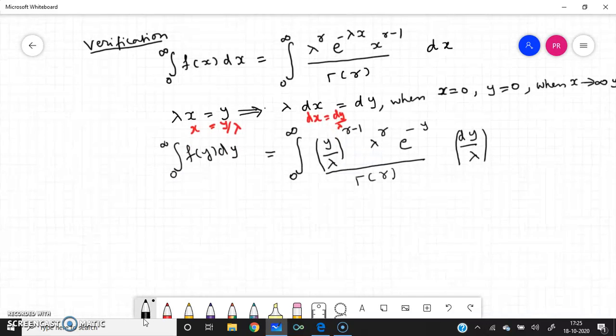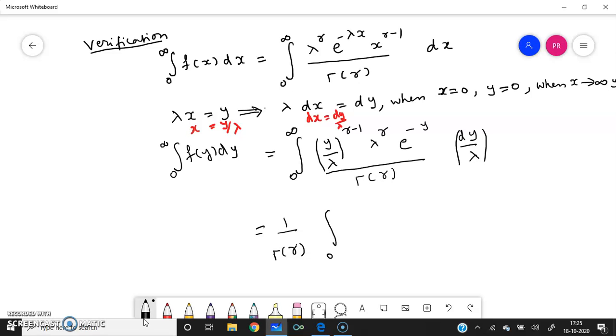Now, very simple. So 1 by gamma of r is independent of this variable, right? It is constant, so it is out of the integration, integral 0 to infinity. And what is lambda to the power of r minus 1? That is in the denominator. Here you are having lambda to the power of r, so lambda to the power of r will get cancelled.